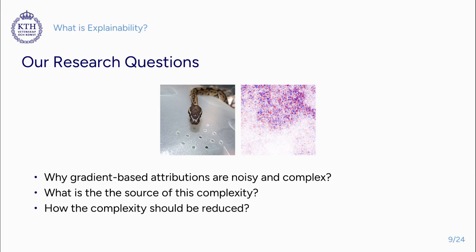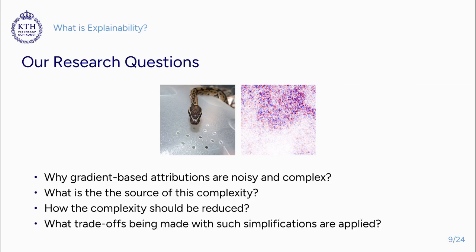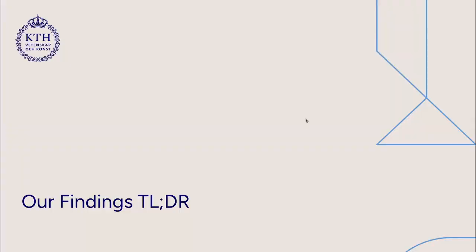Also, we are interested in knowing how this complexity can be reduced, and if we reduce this complexity, what are the trade-offs or what is happening under the hood? So let's go over our findings when we were studying these problems very fast. Then we go back and try to understand each point in more detail.